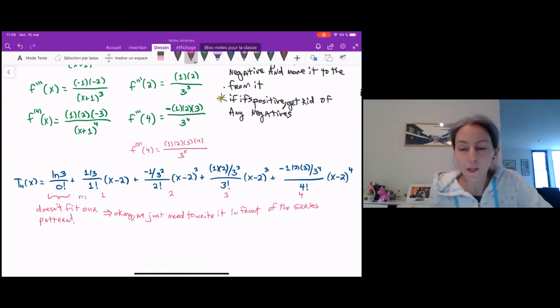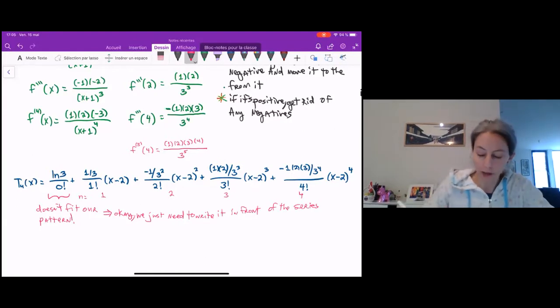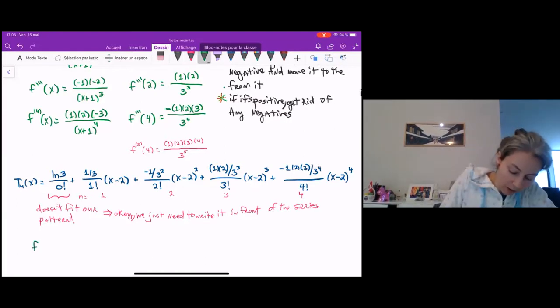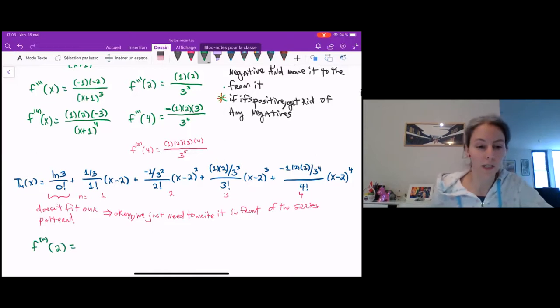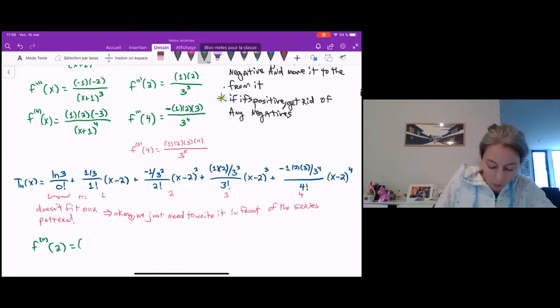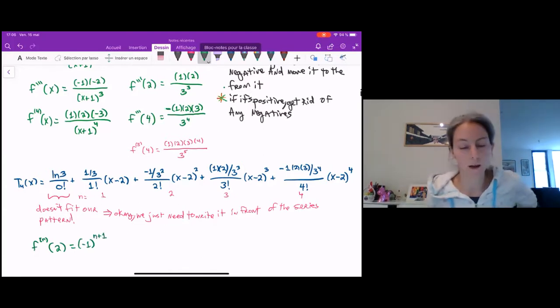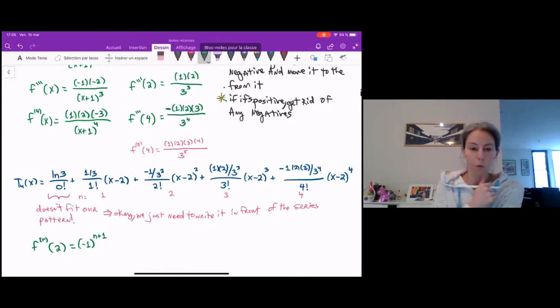Okay, so let's look at what the nth derivative will be. So my nth derivative, evaluated at 2, the first thing I notice is when I plug in 1, I want the thing to be positive. When I plug in 2, I want it negative. 3 positive, 4 negative again. So plugging in an even number needs to make this thing negative. So it's alternating, and that means we're going to include that negative 1 to the n plus 1.